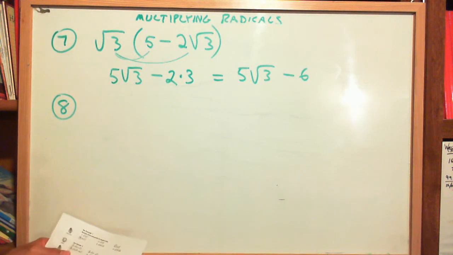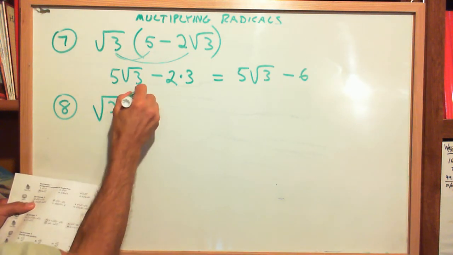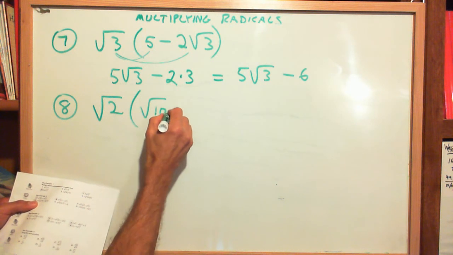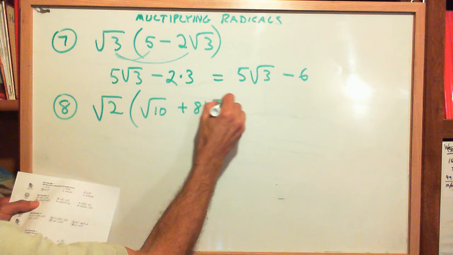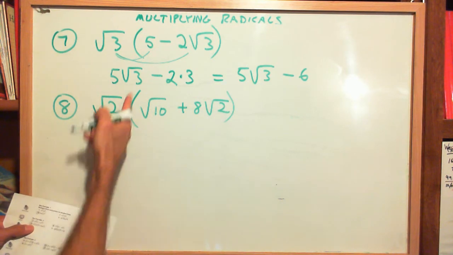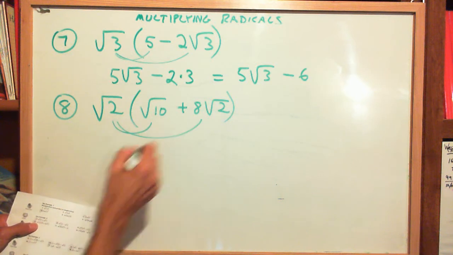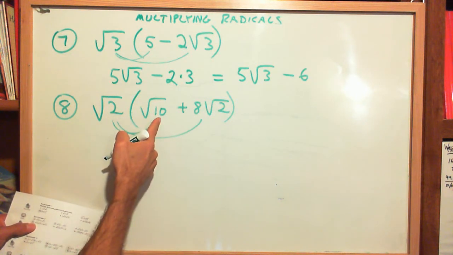Okay, 8. I guess that gives you an idea. Let's do one more, just to really get really good at them. Okay, square root of 10 plus 8 square root of 2. Okay, parentheses, binomial, monomial. It's a distributive property, right? Square root of 2 times the square root of 10 is the square root of 20.